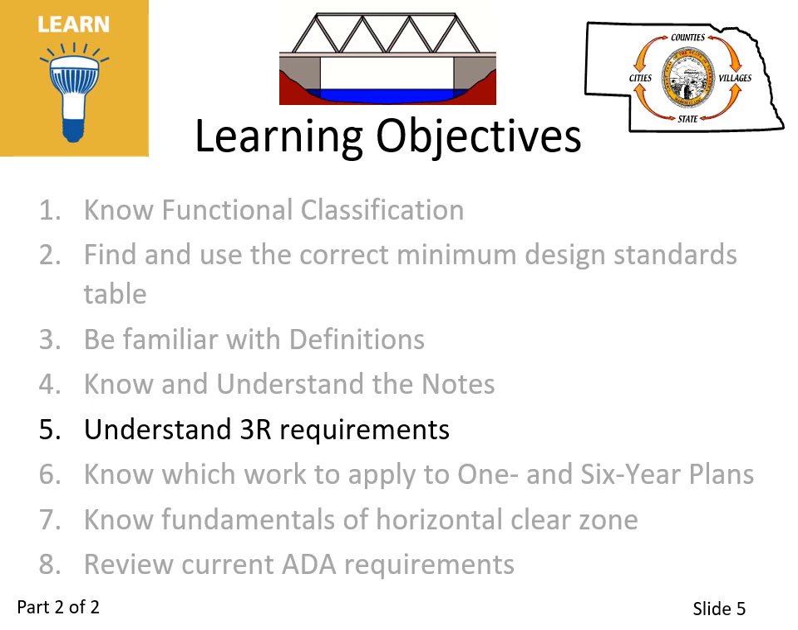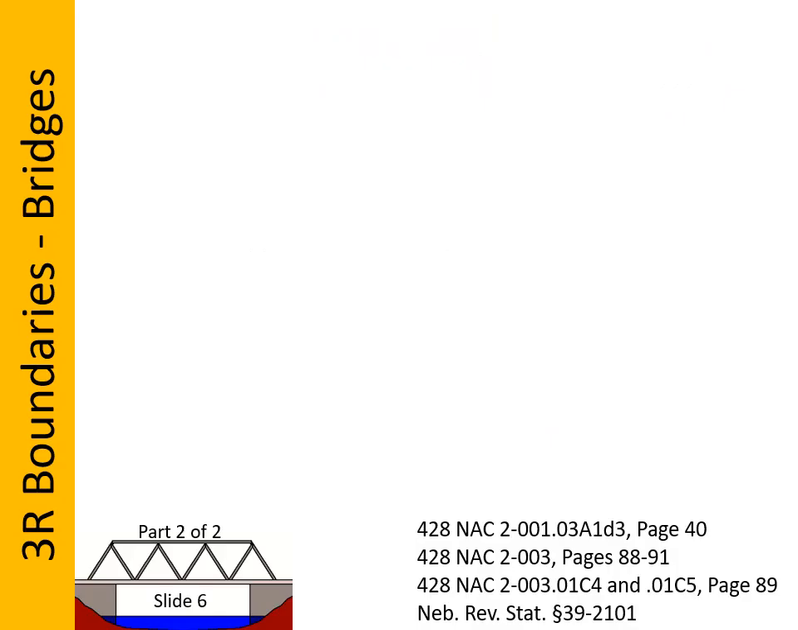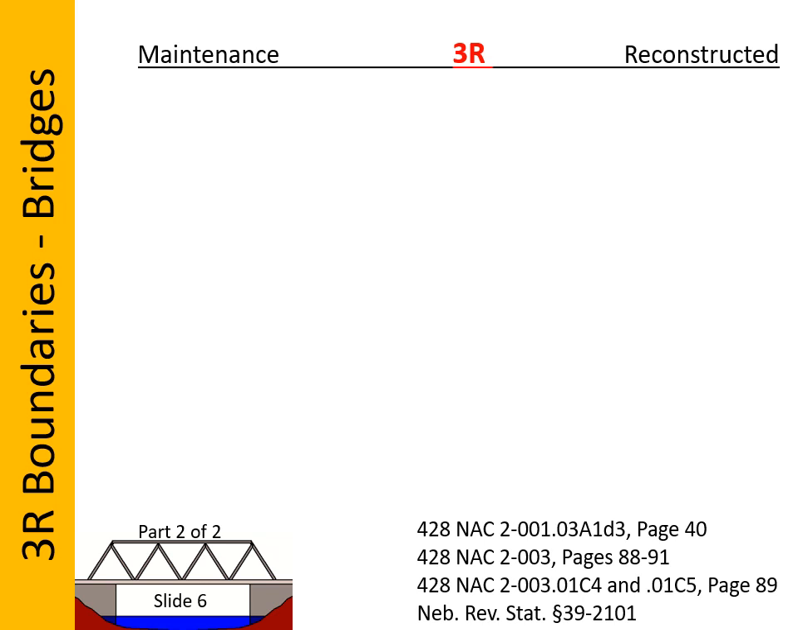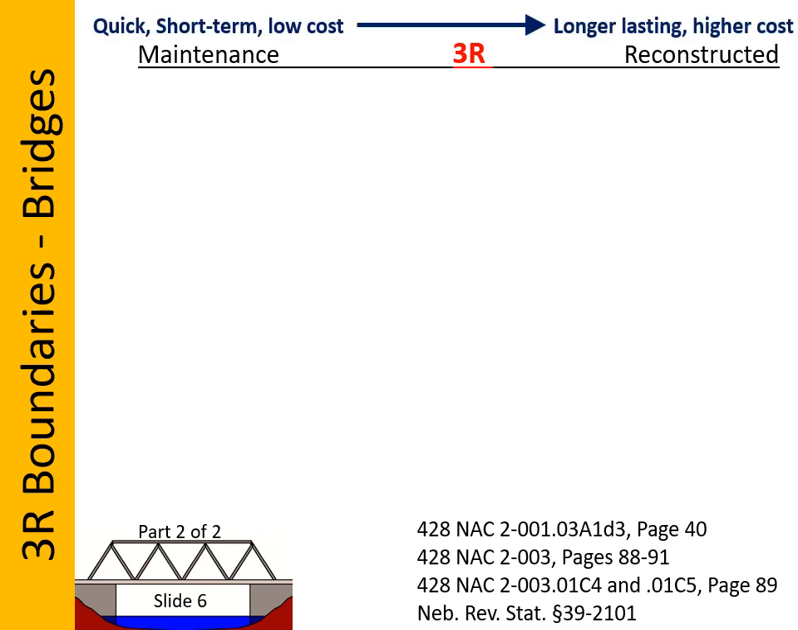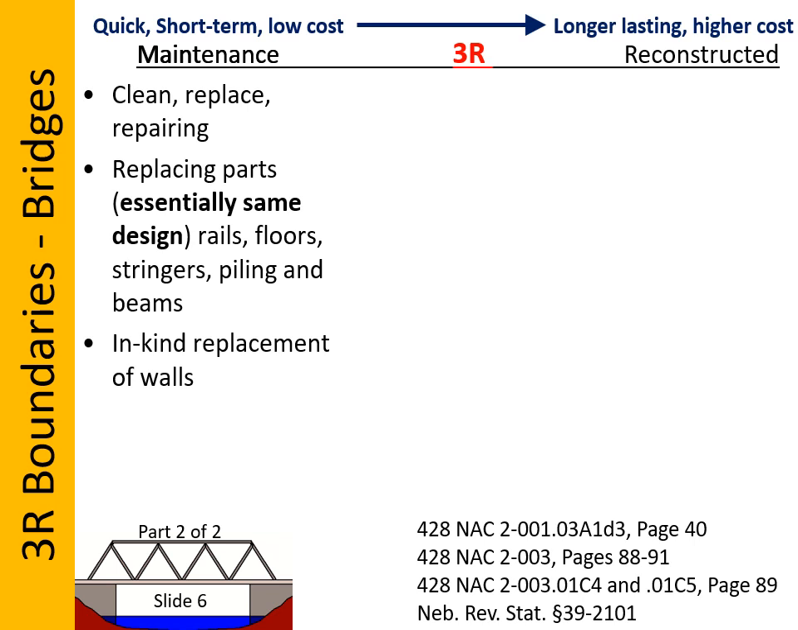The scope of 3R work will be contrasted and compared to new and reconstructed work and to maintenance work. In the standards tables, starting on page 55, the two columns on the right are new and reconstructed and 3R. This slide shows the boundaries between new and reconstructed, 3R, and maintenance for bridges, structures, and culverts. Starting in the left column with maintenance, you see various activities as defined in 428 NAC Chapter 2, Section 3, the minimum maintenance standards. An example is replacement of rotted timber piling with steel piling.